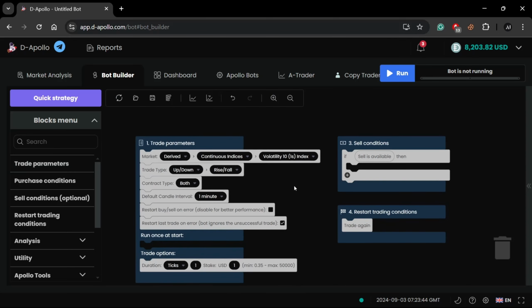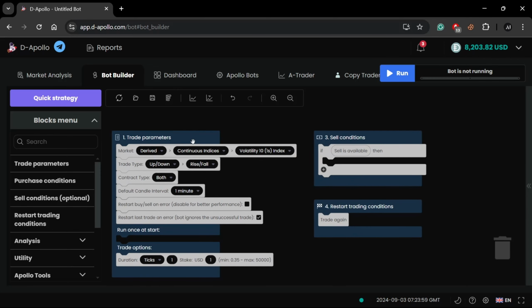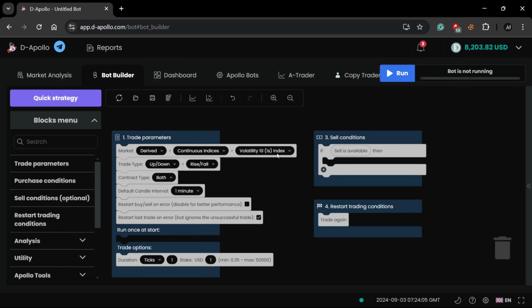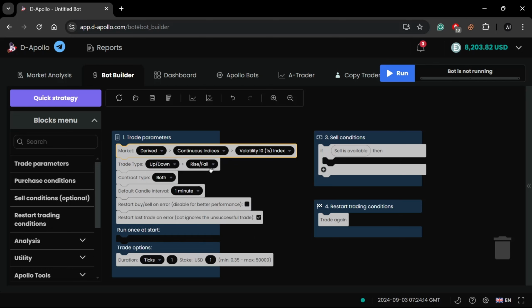For example, let's start with the market. The market basically says which market you want to trade. You can trade derivatives, forex, stocks, commodities, but mostly we trade derivatives. Here you can select either continuous indices, forex basket, and all those options. This is where you select the category of the derivatives that you want to trade. And mostly, we trade on the continuous indices.